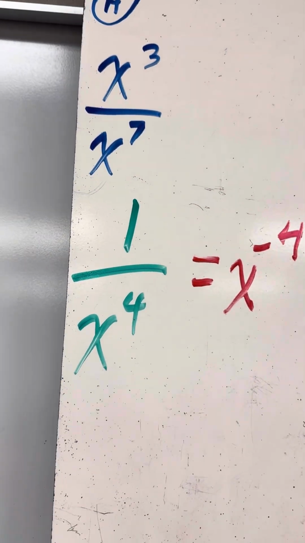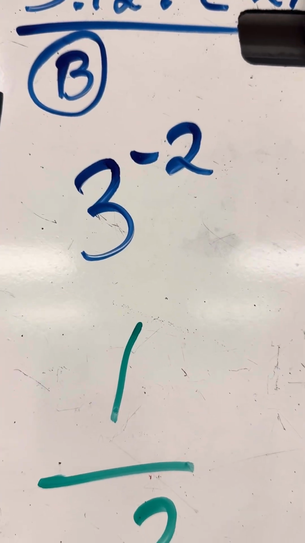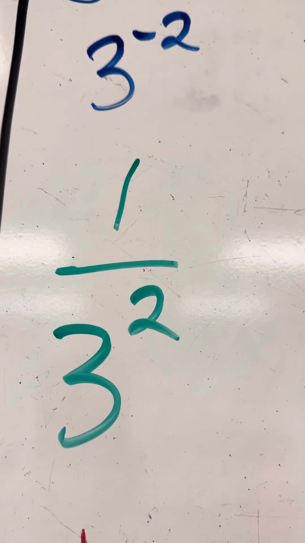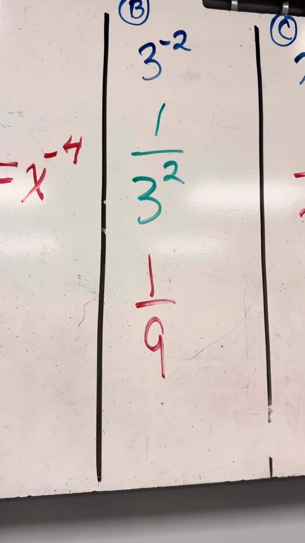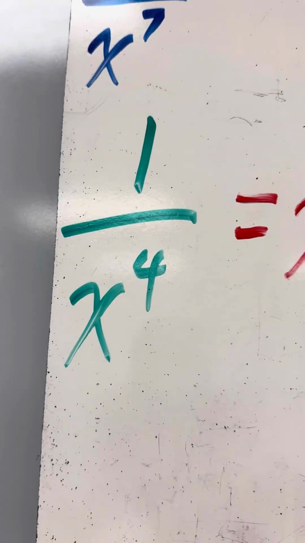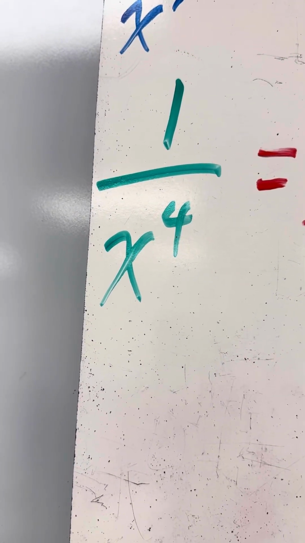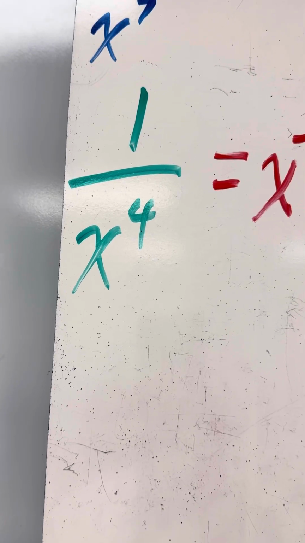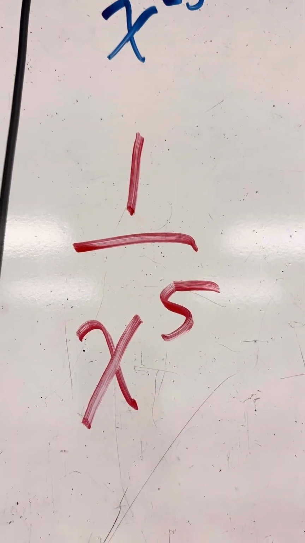Okay? So here's the goal. If I say 3 to the negative 2nd, that's 1 over 3 to the 2nd, or 1 over 9. Okay? So if I say x to the negative 4th, you're going to write 1 over x to the 4th. The goal is to put answers without negative exponents. X to the negative 5th is 1 over x to the 5th.